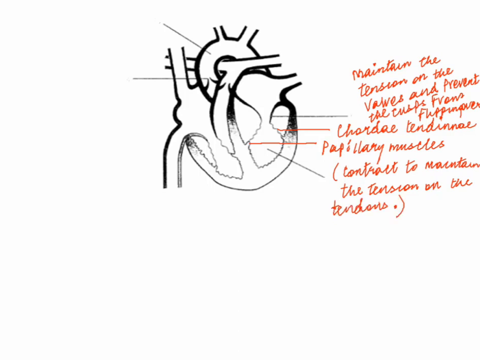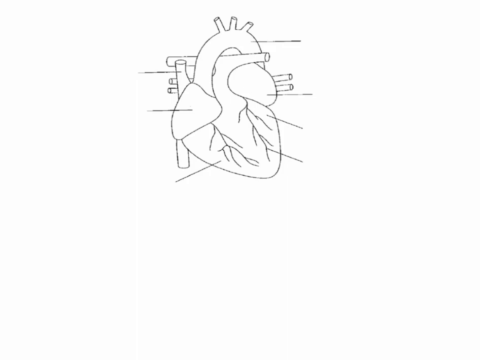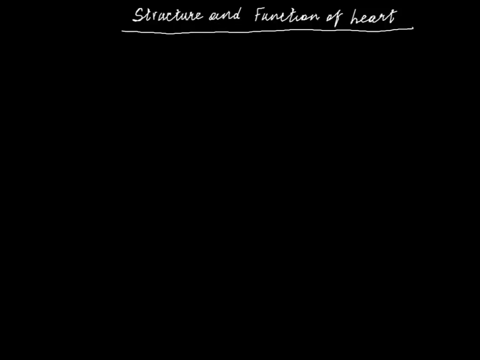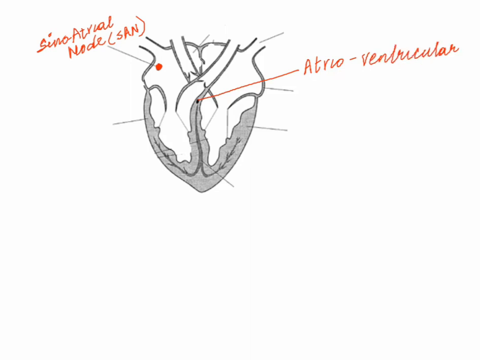Then there are still some other structures which you also need to know, and that is the conducting system of the heart. Now I'll just go straight to that. Here's the diagram. Here there are some new structures which you can see. This dot over here is something called the sinoatrial node, also called SAN. And this structure here is called the atrioventricular node, also called the AVN.